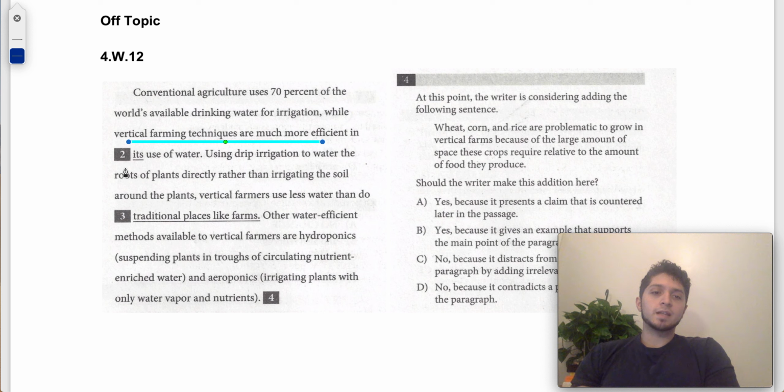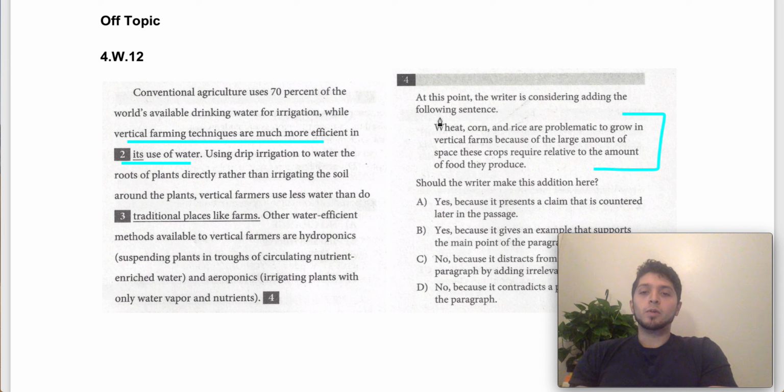So this topic sentence here tells us that this paragraph is about the fact that vertical farming techniques are more efficient in their use of water than conventional agriculture. And then here, using drip irrigation to water it directly rather than irrigating the soil, uses less water, more water efficient. So the rest of the sentences continue this theme about saying that vertical farming techniques are more efficient in their use of water. So this sentence here, for it to be on topic, would have to be about the fact that vertical farming is more water efficient.